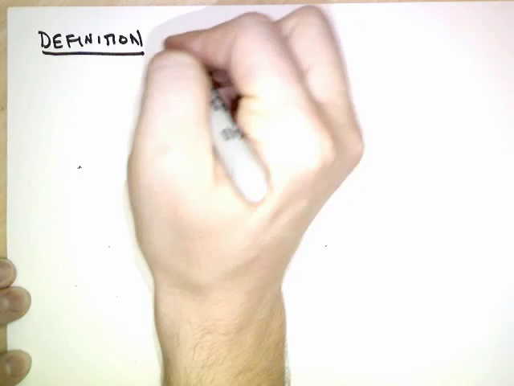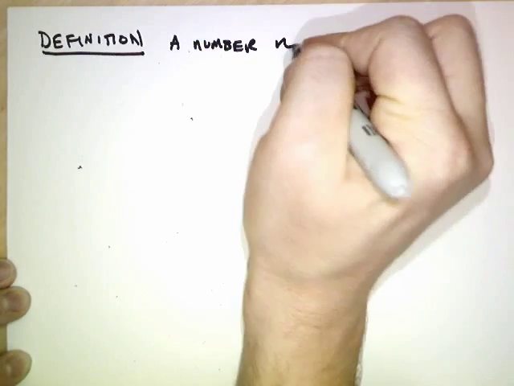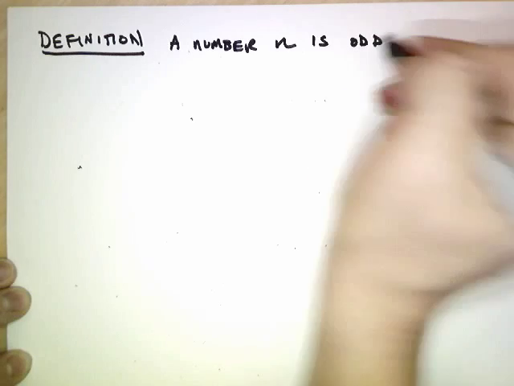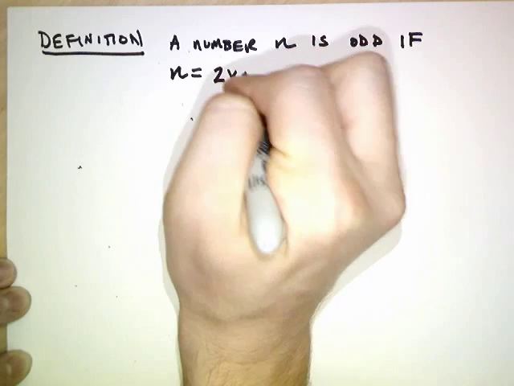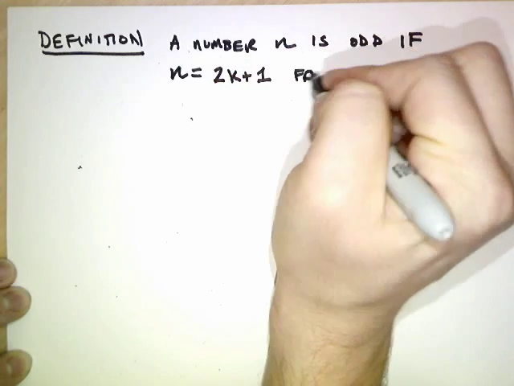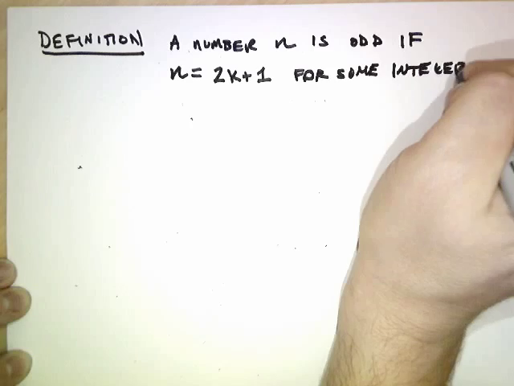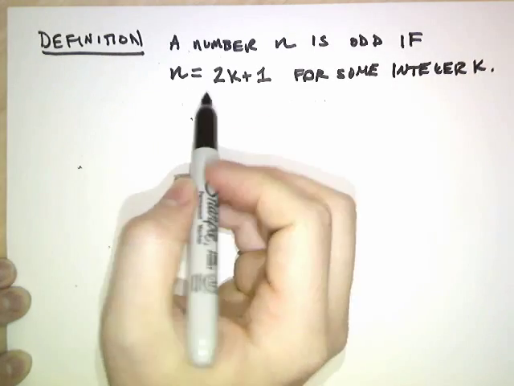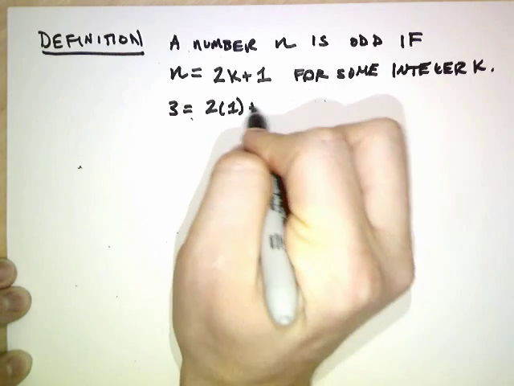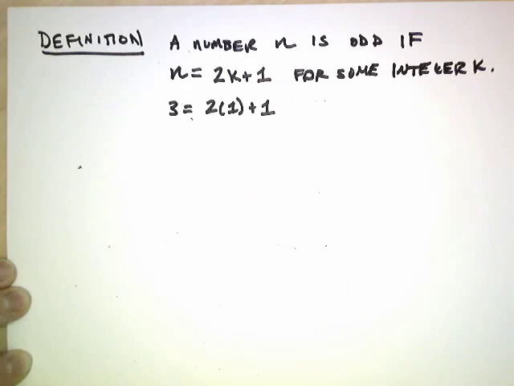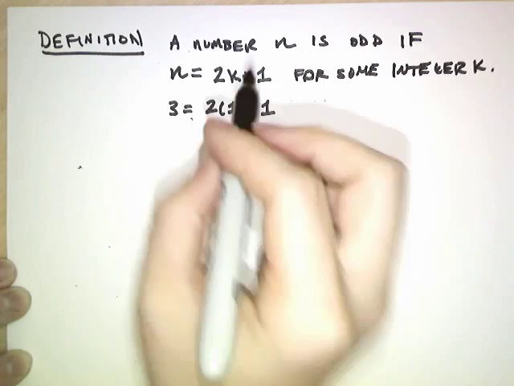So the definition here is a number n is odd if n can be written as 2k plus 1 for some integer k. So for example, 3 can be written as 2 times 1 plus 1, and therefore 3 is odd. Notice k can be a positive or negative integer here.